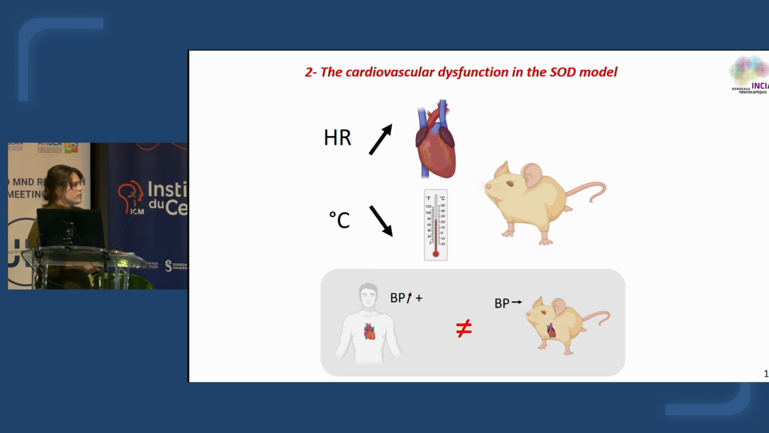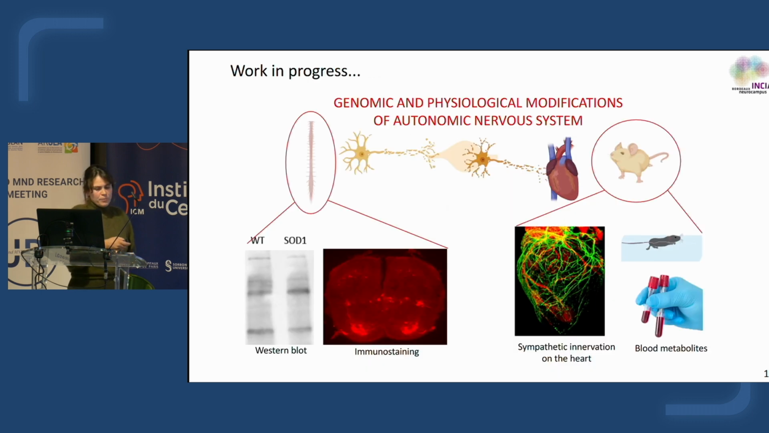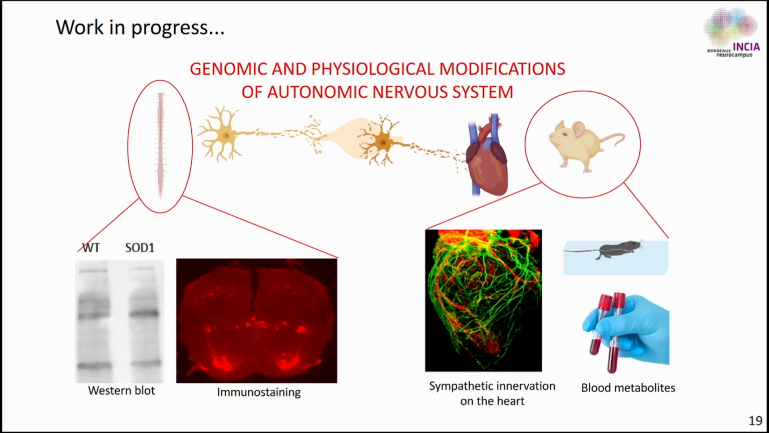So thanks to this method, we see that in the SOD1 mice model, we have an increase of the heart rate, like in human patients. And we see that there is a decrease of temperature, but we don't see the increase of blood pressure that is reported in human. So there is still some work in progress.